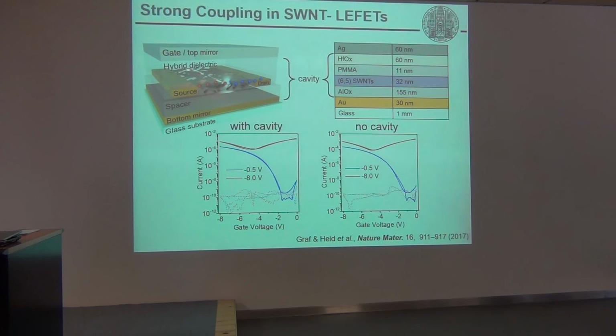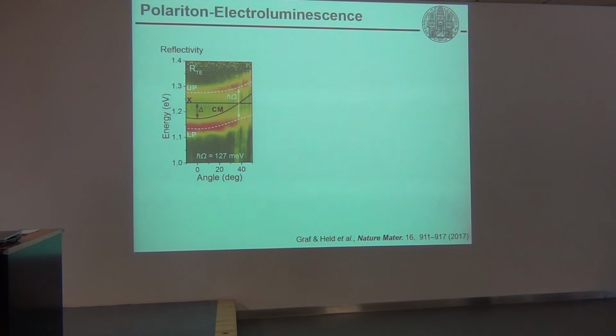We then placed this whole transistor in a cavity. As I said, we just basically included a bottom mirror and a spacer layer, so we calculated the thicknesses they had to have. With or without cavity, the electrical properties are the same, which is very nice. We were worried about a floating gate, but this was not the case. And then we checked whether we still see strong coupling.